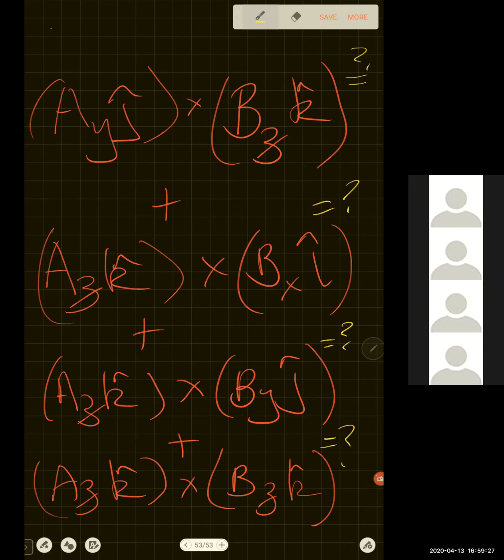The first one does not equal zero, right? The first one is AY times BZ times some vector that is perpendicular to J and K, but follows the right-hand rule sequence. So I think it's negative I. In other words, I think the first one is negative AY BZ.